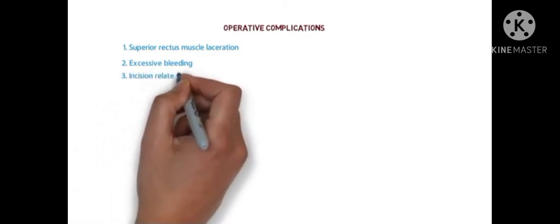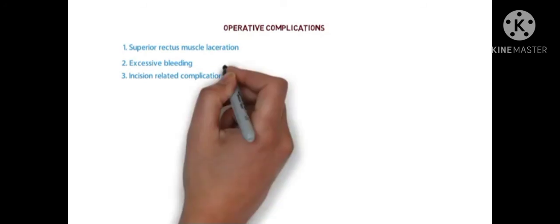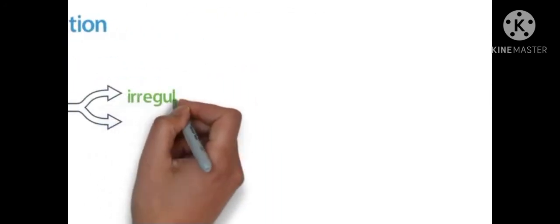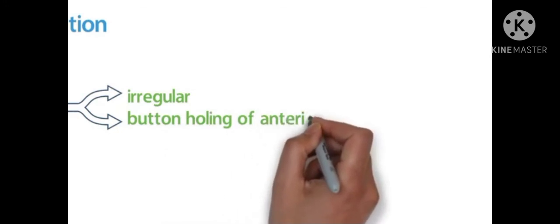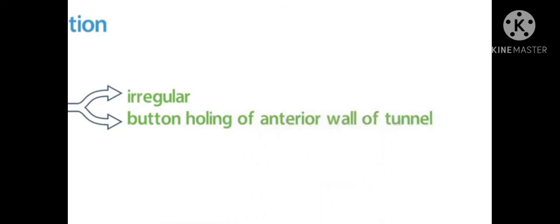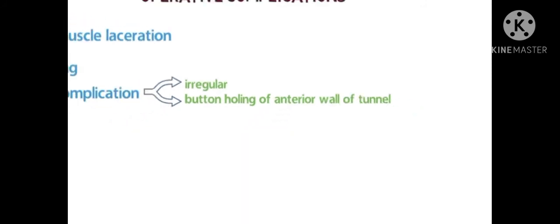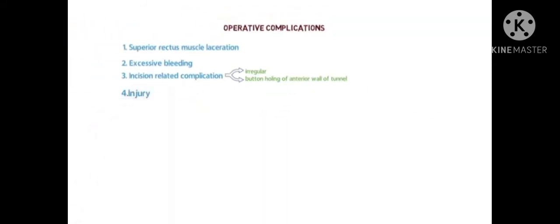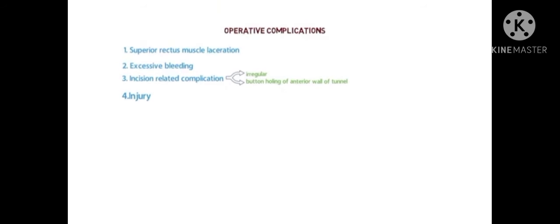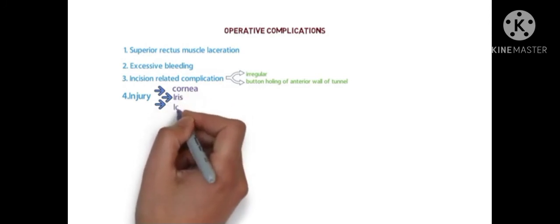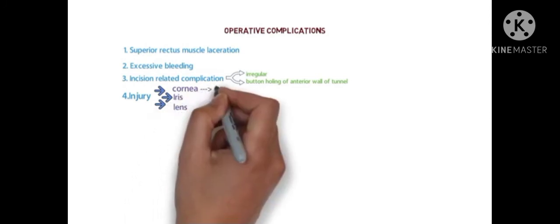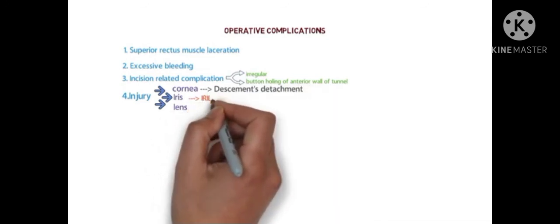The third one is incision related complications. The incision can be irregular, or there might be buttonholing of the anterior wall of the tunnel. Then injury can occur due to sharp-tipped instruments such as a keratome or a piece of razor blade. So there can be injury to the cornea, the iris, or the lens. In the cornea, there may be Descemet detachment. In the iris, it can cause iridodialysis.